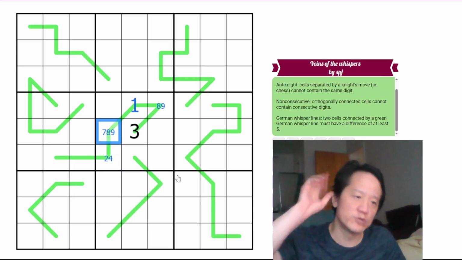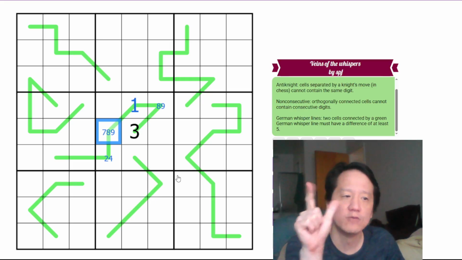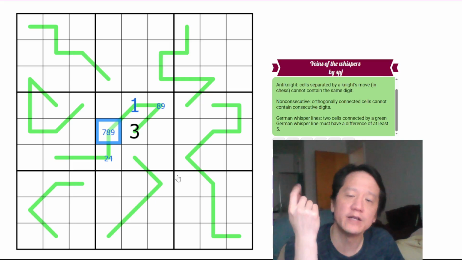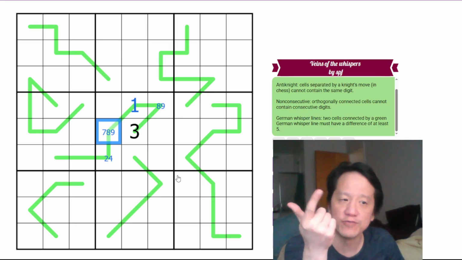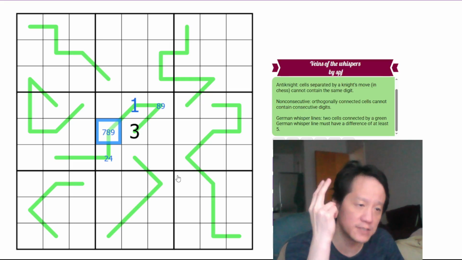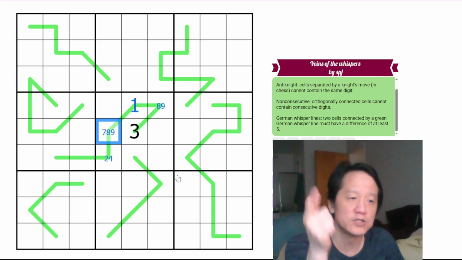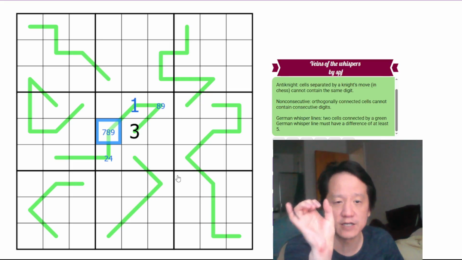So on the German whisper line, you'll alternate between low digits and high digits, right? The low digits are 1 through 4, and the high digits are 6 through 9. The reason you know that is, what are the digits that can be next to a 1 through 4? Well, 4 can only be next to 9, 3 can be next to 8 or 9, 2 can be next to 7, 8, or 9, and 1 can be next to 6 through 9. So next to a 1 through 4, you always will have a 6 through 9 next to it.